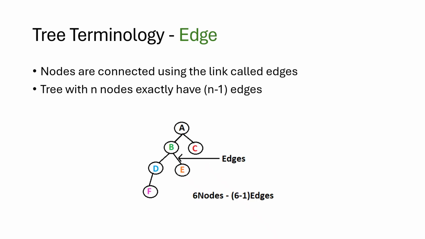Next, edges. Edges are nothing but connections of nodes. How do you connect the nodes? By a line, and that is called an edge. Between A and B there is a line, that is an edge. Between B and D there is a line, that is an edge. If you have n nodes, then in a tree there will be n minus 1 edges. If we have 6 nodes, then n minus 1 equals 5 edges.